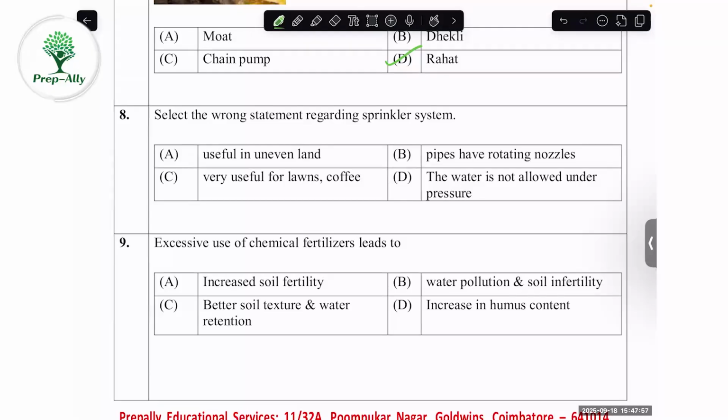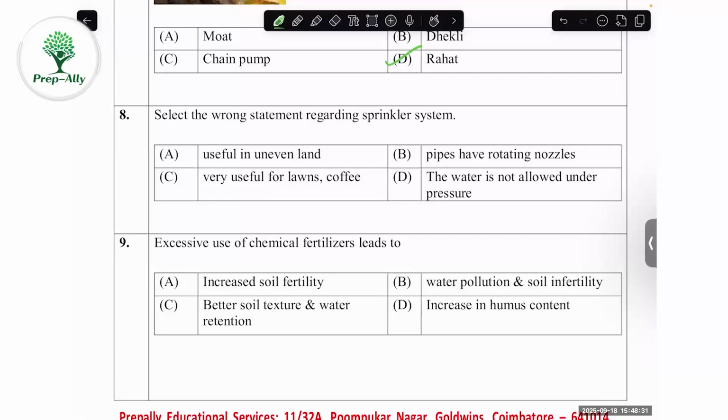If the land is even, we can use a different irrigation system like canal irrigation very easily. But if it is uneven land, it's better to use a tool like a sprinkler to sprinkle water. Yes. So option A is correct. Take B: pipes have rotating nozzles. Yes, that's why it's called a sprinkler, because it continuously rotates and sprinkles, so the water is dispersed evenly.